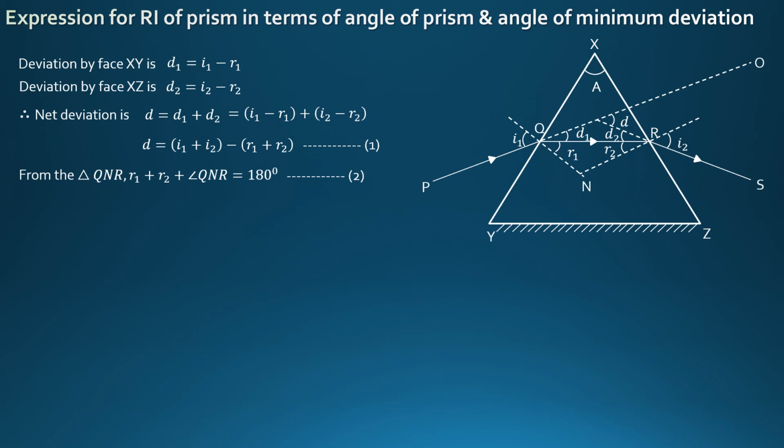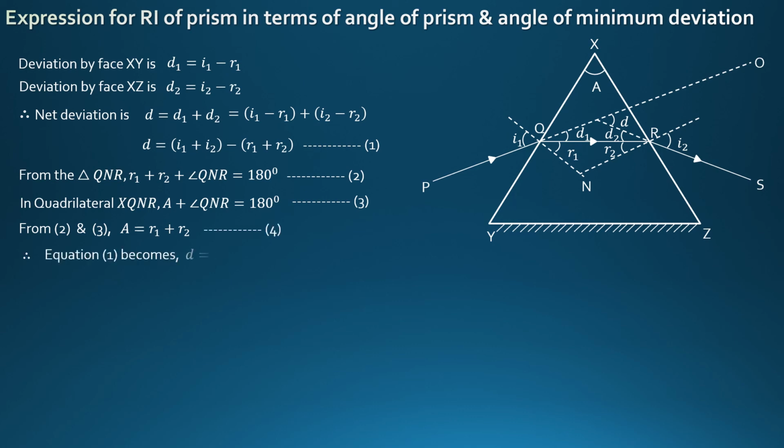In quadrilateral XQNR, A plus angle QNR is equal to 180 degrees. Now this also we consider as equation 3. From equations 2 and 3, A is equal to r1 plus r2, that is equation 4. Therefore, from equation 1, it becomes d is equal to i1 plus i2 minus A. We write this equation as 5.